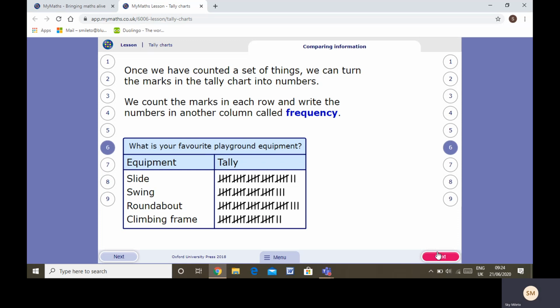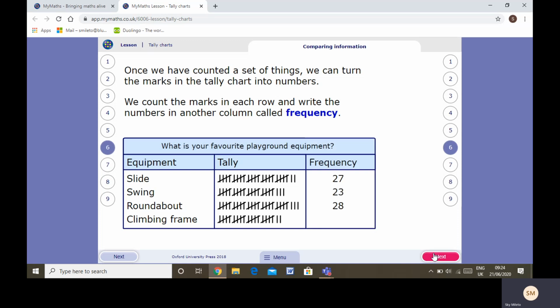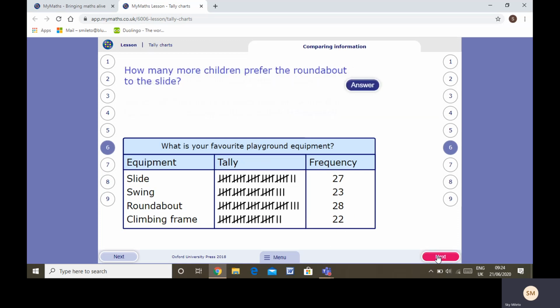Okay, so each time we count the marks in the rows, we can write another row, which is the frequency. We can write down the number, and if we write down the numbers, it's even easier to order them because we know that 28 is the biggest, and we know that 22 is the smallest. And then we can answer a question such as how many more children prefer the swing to the climbing frame. So we know the swing is 23 and we know the climbing frame is 22. So one more child prefers the swing than the climbing frame.